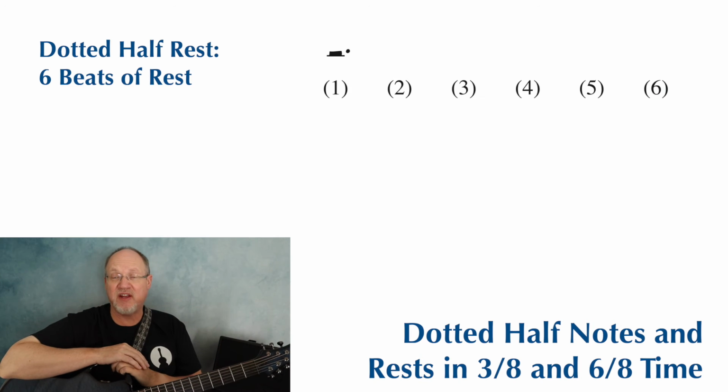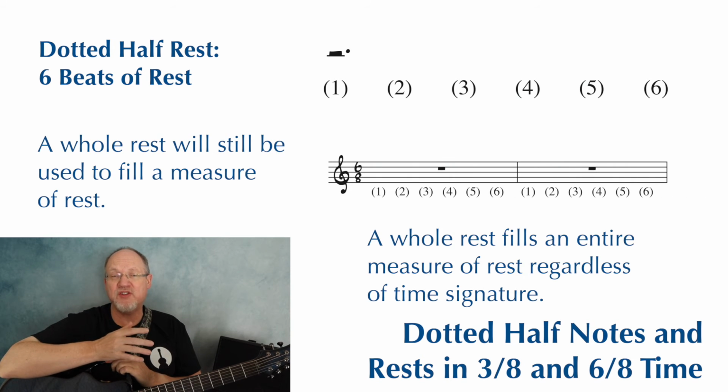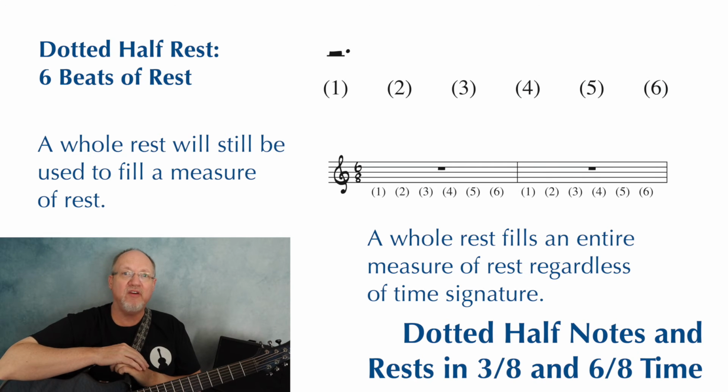A dotted half rest gets 6 beats, but you're not going to see it very often in 6/8. Remember that a whole rest can be used to show an entire measure of rest regardless of the time signature. So if there's going to be an entire measure of rest in 6/8 time, you're going to see a whole rest.